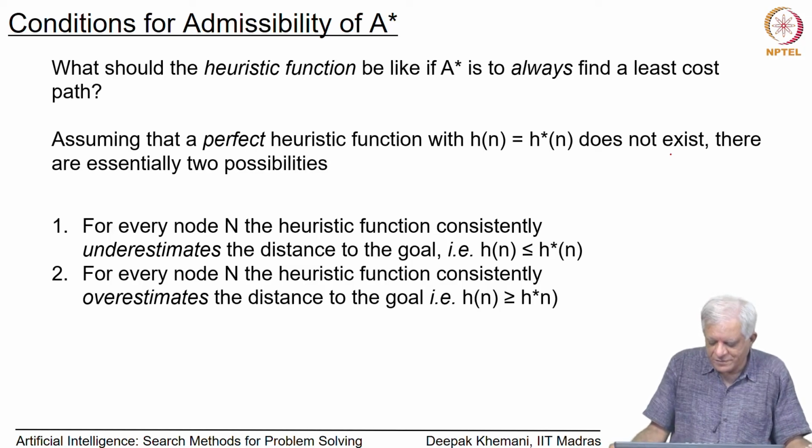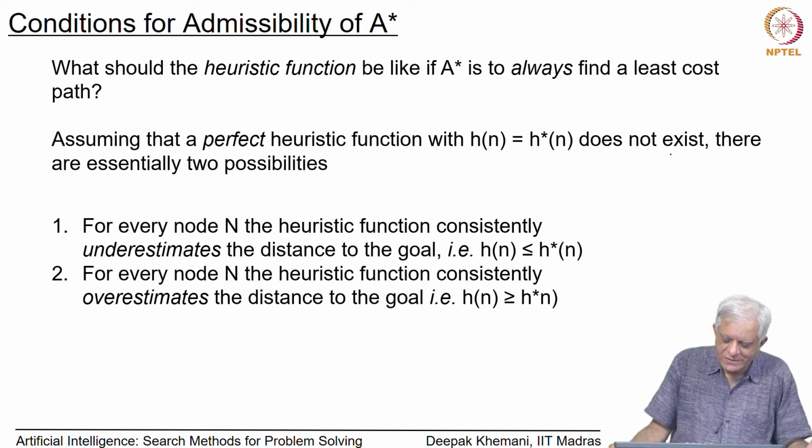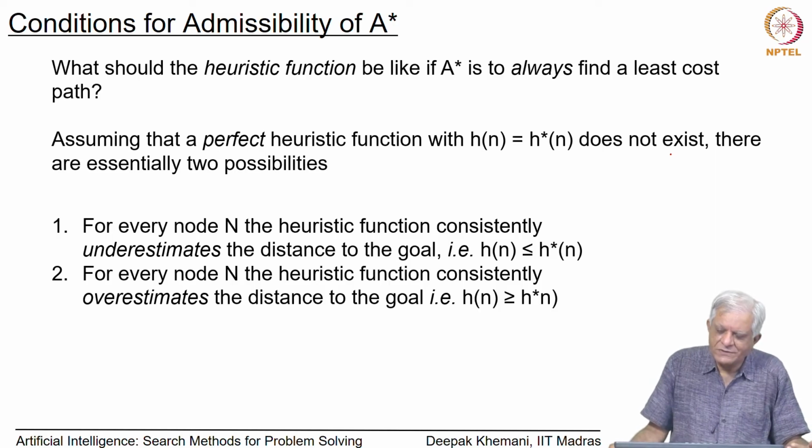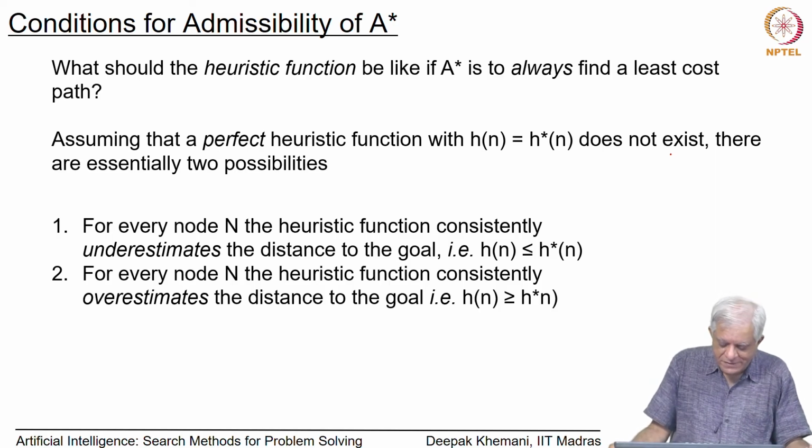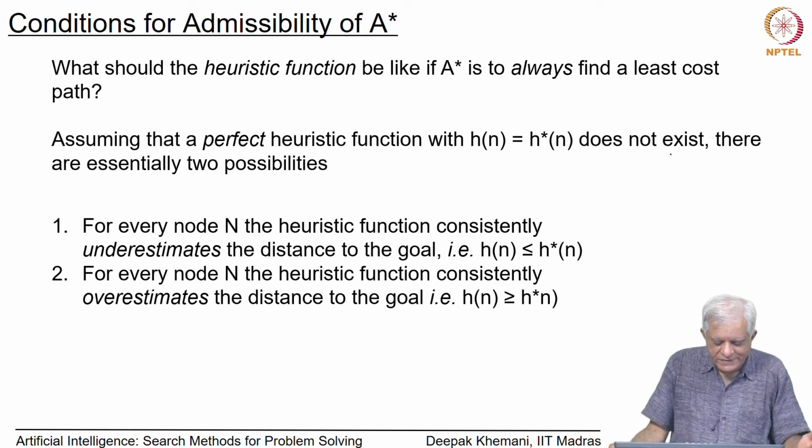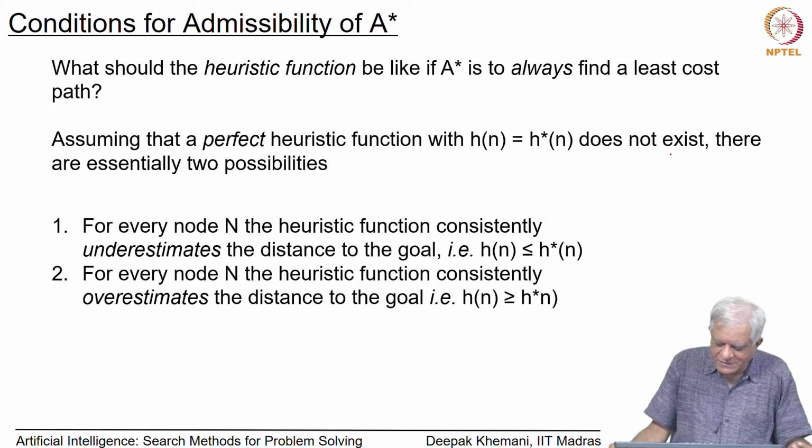We can hope to be equal to h star of n, but the property that we want to investigate is whether it is better to use a heuristic function which underestimates the distance to the goal, or a heuristic function which consistently overestimates the distance to the goal. So, we say that the heuristic function consistently overestimates the distance to the goal, which is case 2 here, if h of n is always larger than or equal to h star of n.